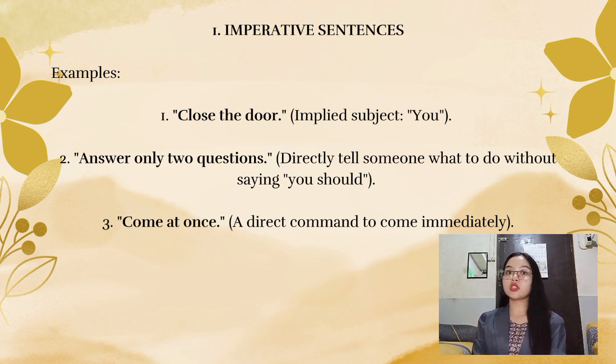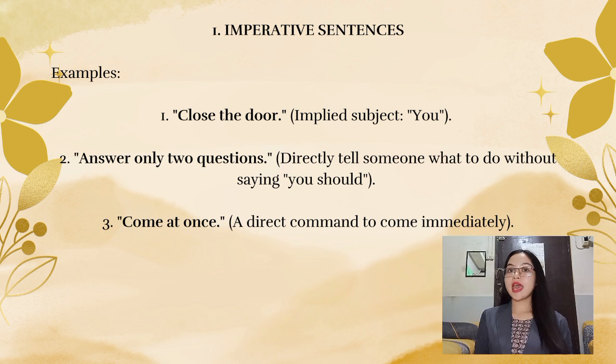So example 1, close the door. The subject you is implied, and the sentence directly commands someone to close the door. Example 2, answer only two questions. Again, the you is the implied subject. This is a command, a more polite one than a blunt order. Example 3, come at once. This is an urgent command where the implied subject you receives a strong instruction to come immediately. In essence, imperative sentences are concise and action-oriented, omitting the subject to make the command or request more forceful or direct.